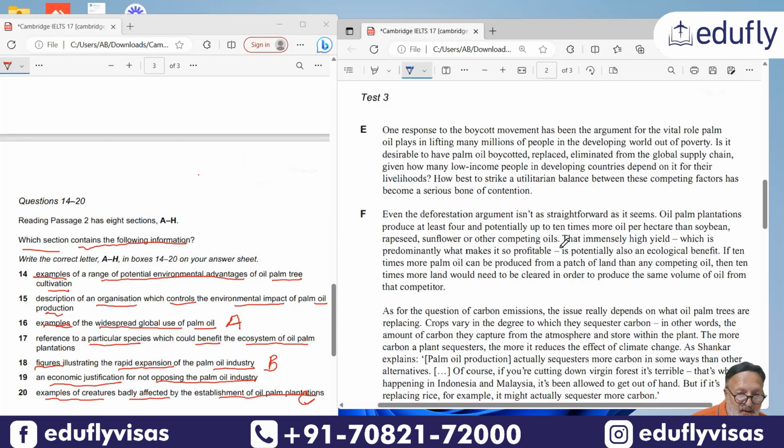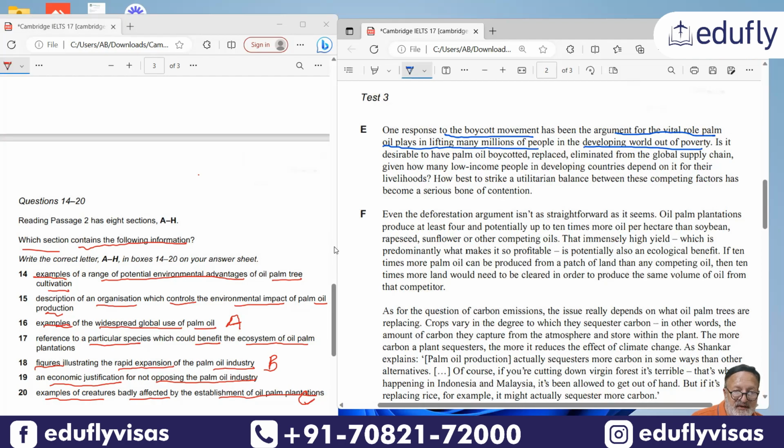Now E. One response to the boycott movement has been the argument for the vital role palm oil plays in lifting many millions of people in the developing world out of poverty. So I think from here only we can get the boycott movement. One response to the boycott movement has been the argument. So now we have here not opposing, a response to the boycott movement.